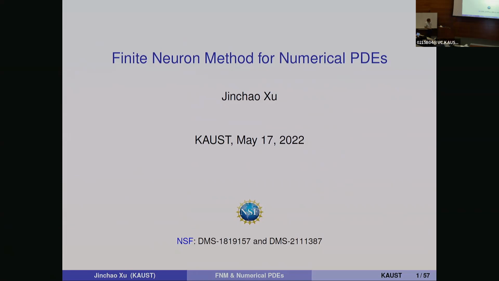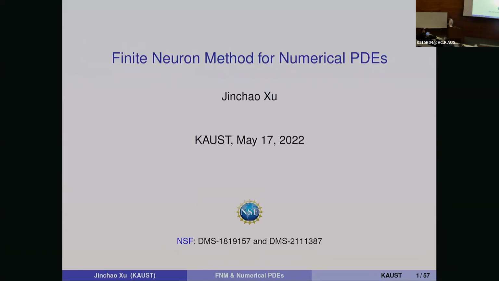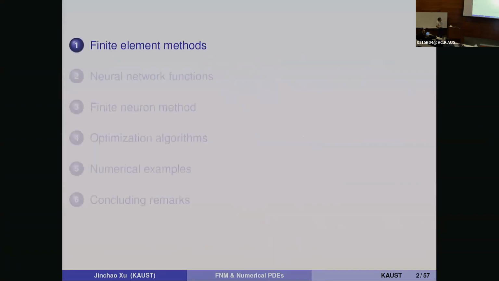And today I'm going to talk about some very theoretical issues about using a neural network to solve partial differential equations. And I won't do the stochastic one as Rob did in the previous talk. I'll just do a simpler PDE model, which I call the finite neuron method. It's a made up name.